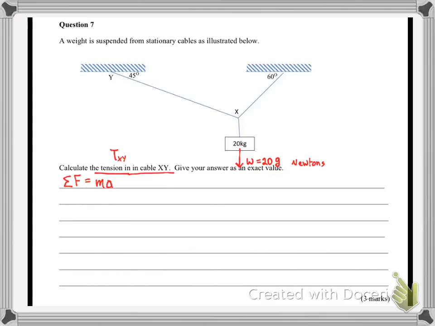Okay, so first off, a force that's acting on the mass is the weight force. And the weight force, there it is, 20 g vertically downwards in newtons. And we've got another force, which is this cable. It's going vertically upwards. Let's call that T, tension force in this cable. So the sum of those forces on this mass, well, they're going to be related to the tensions in these two cables.